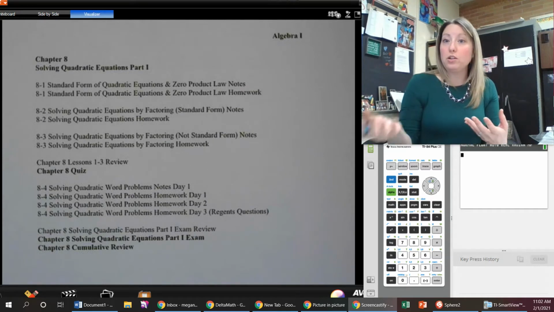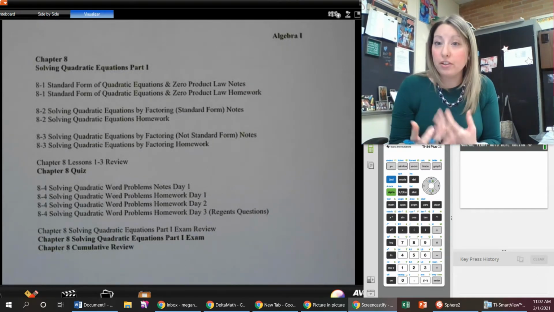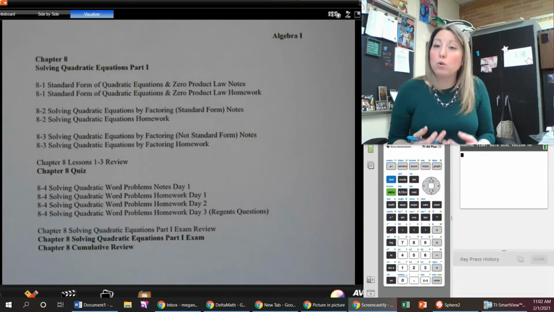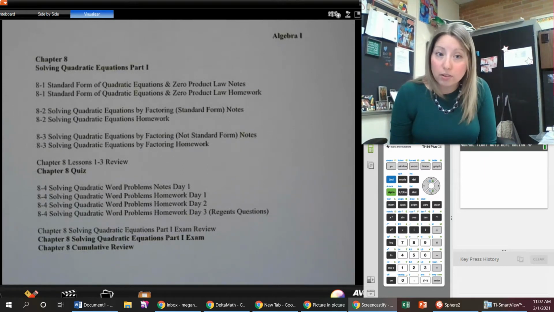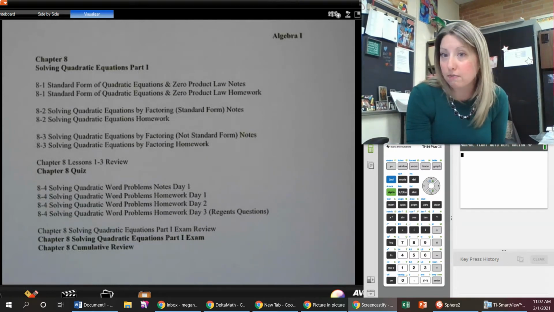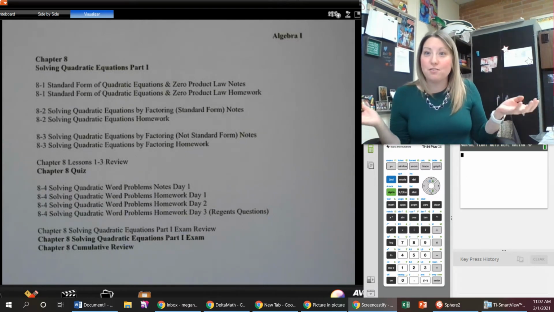We'll review and quiz. After the quiz, we will apply this method of solving quadratic equations to word problems that will result in quadratic equations. Then, of course, we will review and have a test. But that's really the whole deal in this chapter: solving quadratic equations by factoring.